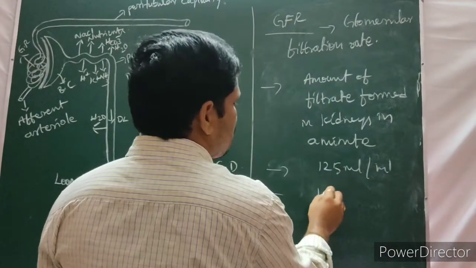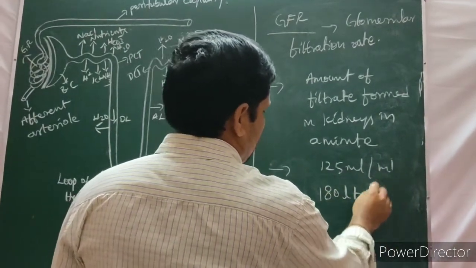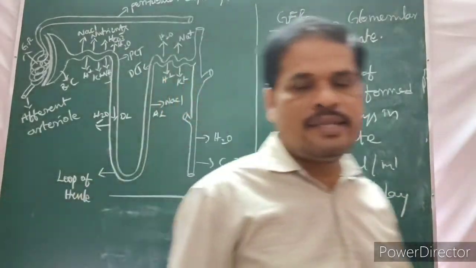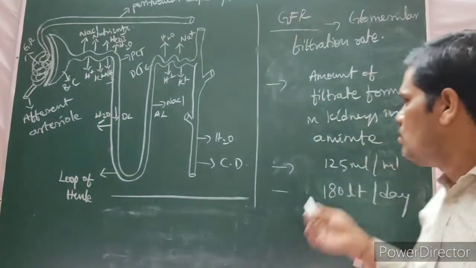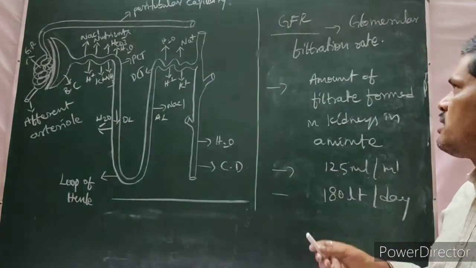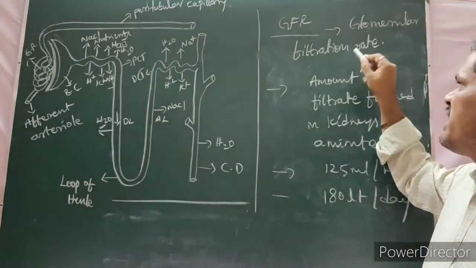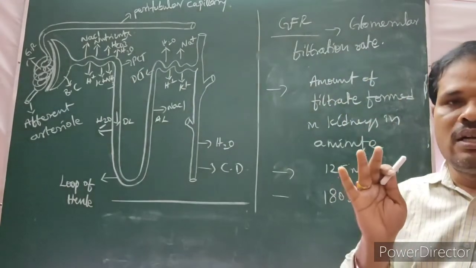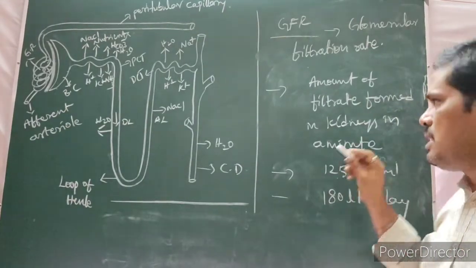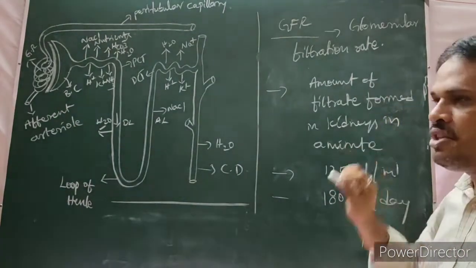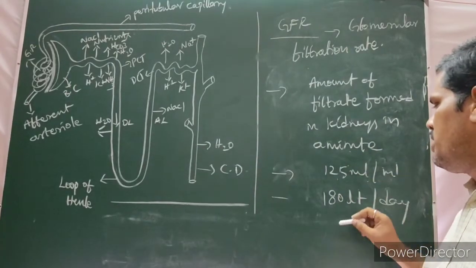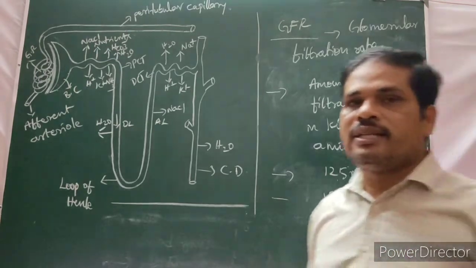In a day it is 180 liters. In a day the GFR rate is 180 liters. Per a minute it is only 125 ml. That is the GFR rate. GFR means filtration. How much of the filtrate is formed in the glomerulus per a minute is called as the glomerular filtration rate. It is 125 ml per a minute, and in a day 180 liters is there.